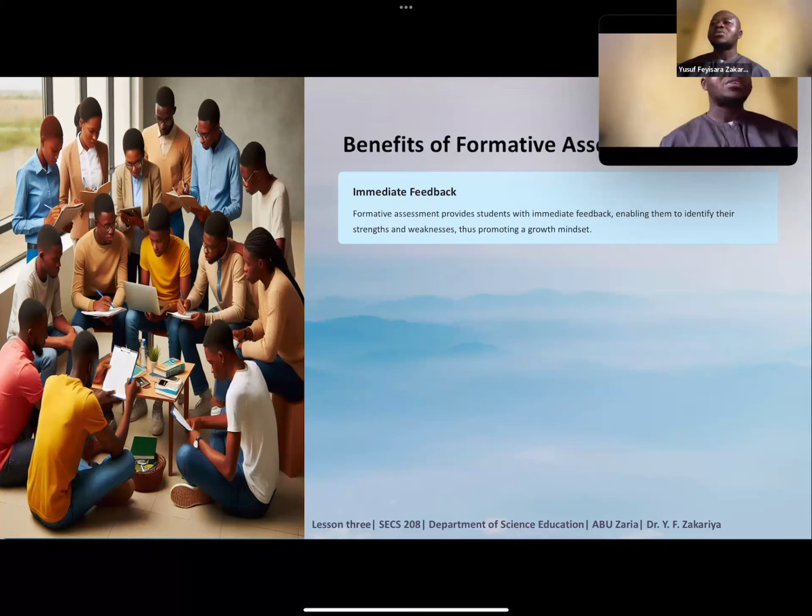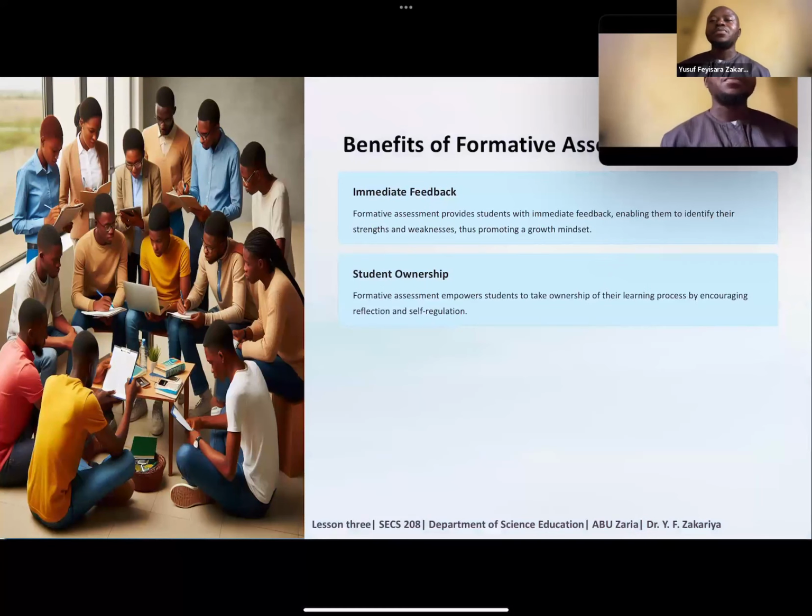No matter the obstacle, no matter the challenges, ASUU strike, economic, wherever, you still want to get a good grade. You still want to get this computer science degree, okay, with first class or second class upper, as the case may be. I don't mind you taking notes.